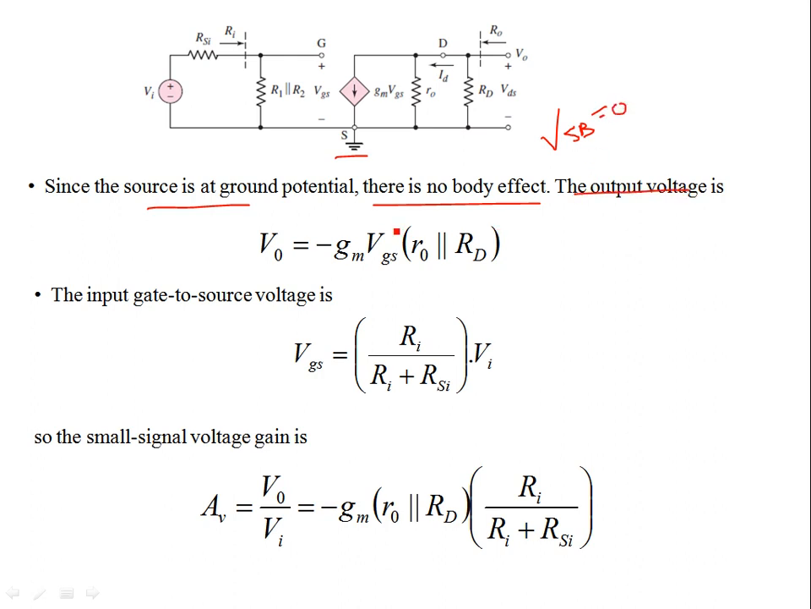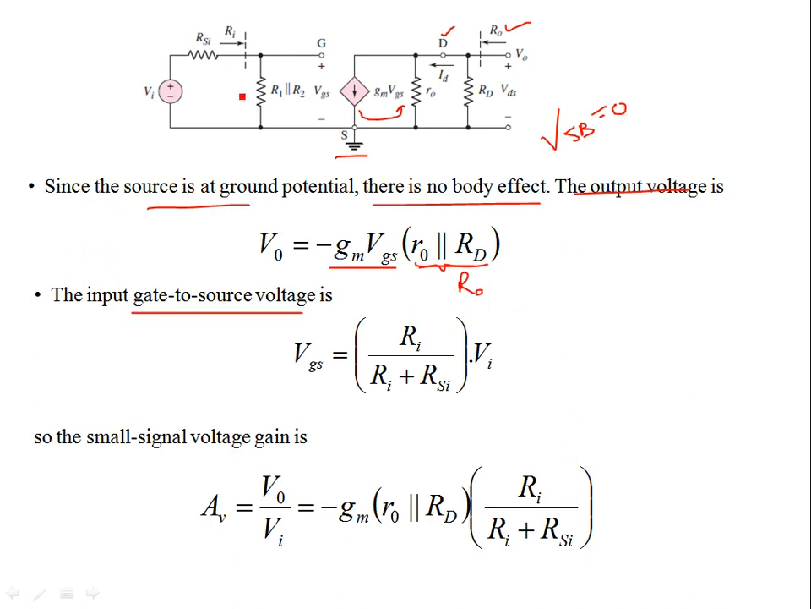The output voltage is at the drain. This is the drain terminal, and you can see the direction of current is flowing over here. It's given by minus GM VGS R0 parallel RD. So R0 parallel RD is a parallel combination of the output resistance R0 and RD, and GM VGS is the magnitude of the AC drain current. So ID times R0 parallel RD is the output voltage at the drain, where R0 is the output resistance of the amplifier circuit in common source configuration.